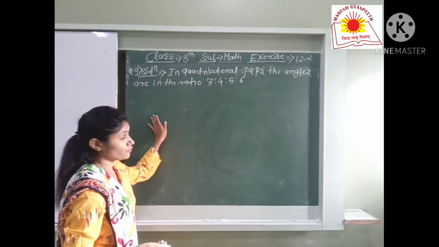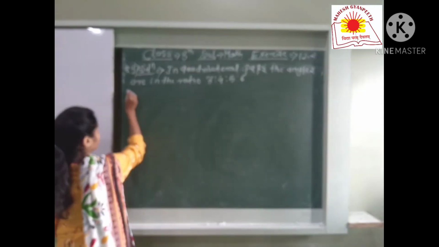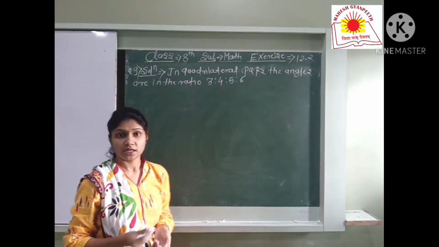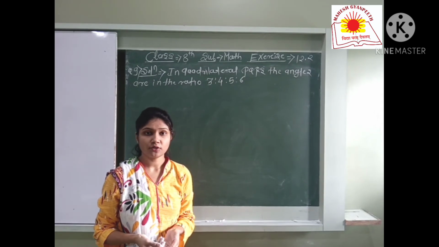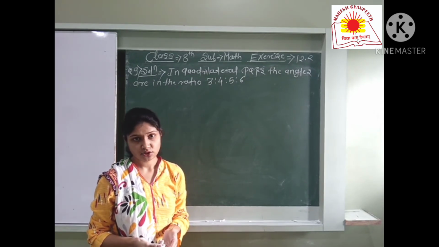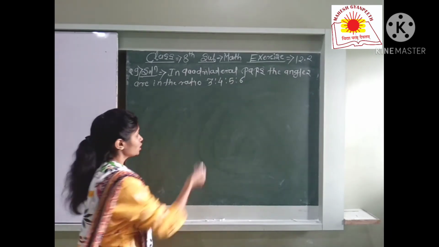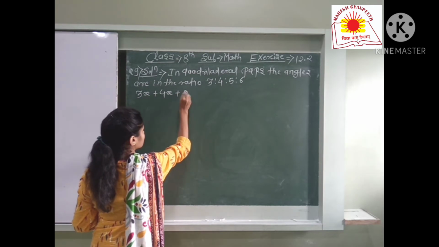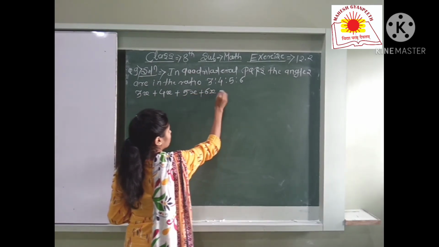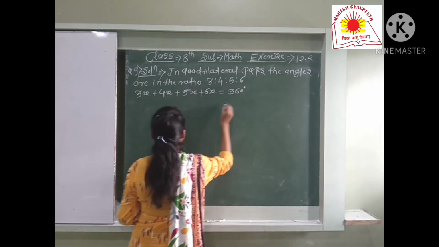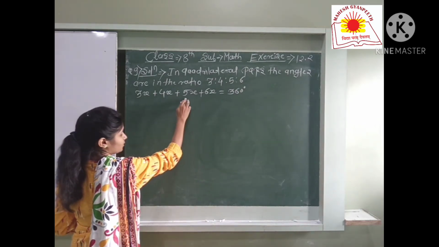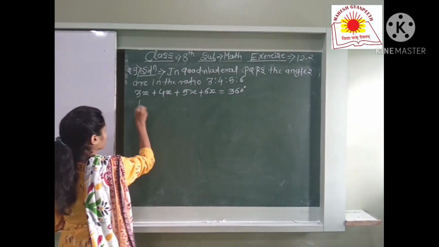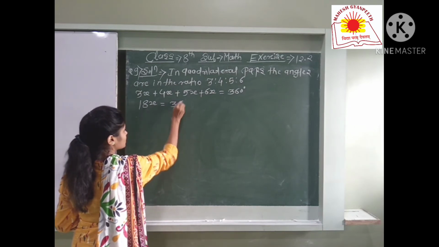So how to solve this question? First we have to find the angles. See here, students, all the angles are given in a ratio. All of you know that the sum of the interior angles of a quadrilateral is 360 degrees. Yes or no? A four-sided figure has 360 degrees. So you have to apply that here. So 3x plus 4x plus 5x plus 6x is equal to 360 degrees. Now 3x plus 4x is 7x, 7x plus 5x is 12x, 12x plus 6x is 18x. So 18x is equal to 360 degrees.